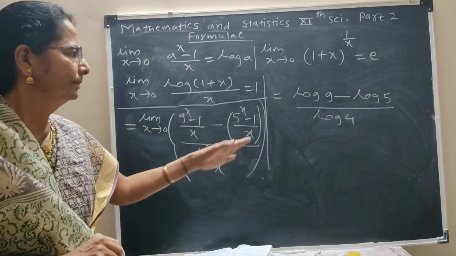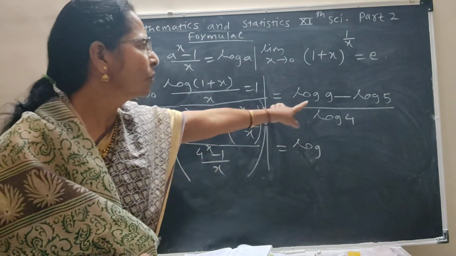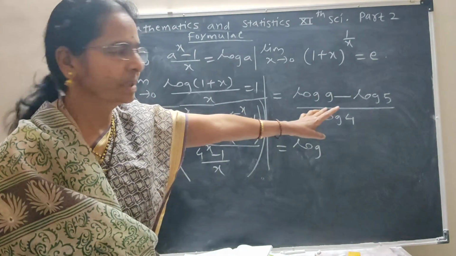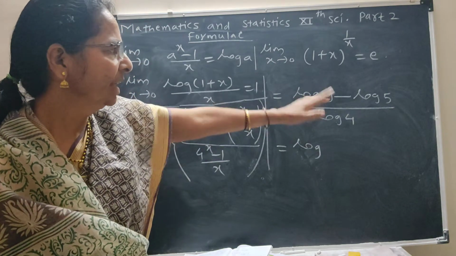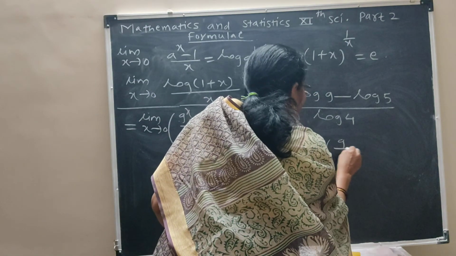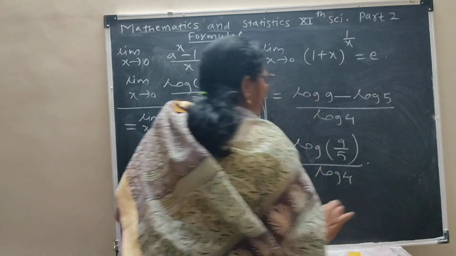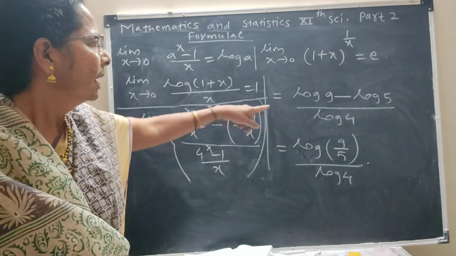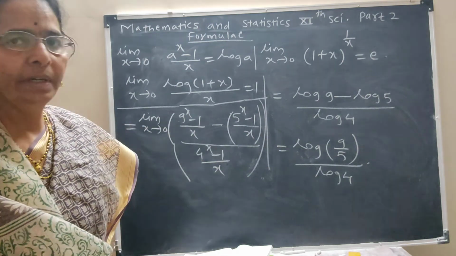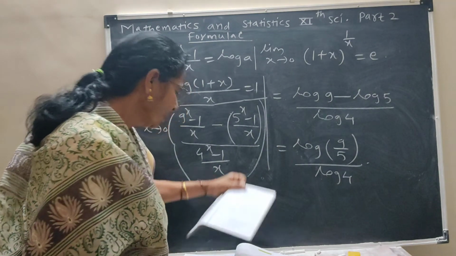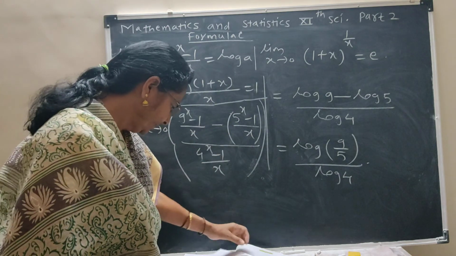Log 4. Here, if we see, there are two log terms with a difference, so write log 1 and take division, 9 upon 5, and there is log 4. No next simplification, stop here. Log 9 minus log 5 is log 9 upon 5, over log 4. So this is the final answer: log 9 upon 5 upon log 4. This is the answer.